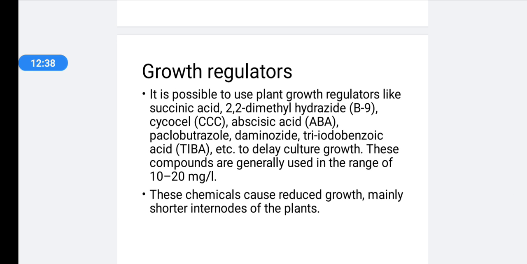The next technique is growth regulators. We can also use plant growth regulators like succinic acid, 2,2-dimethyl hydrazide or abscisic acid, to delay the culture growth. These compounds are generally used in the range of 10 to 20 mg per liter. These chemicals can reduce the growth mainly in the shorter internodes of the plants.